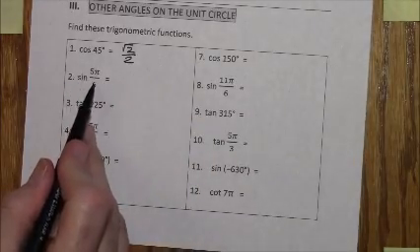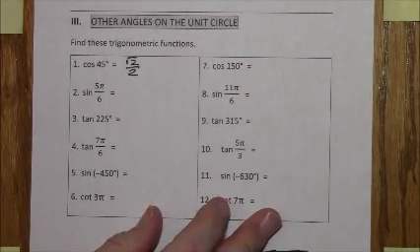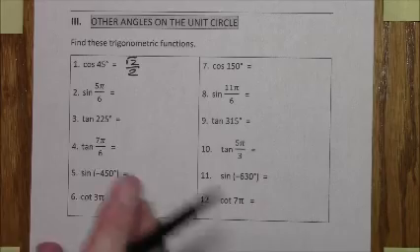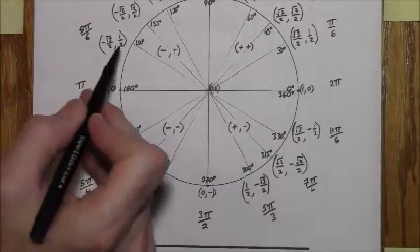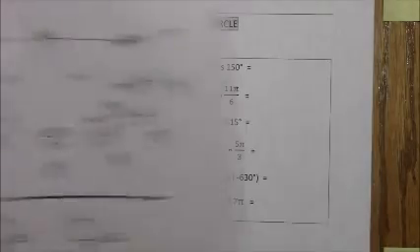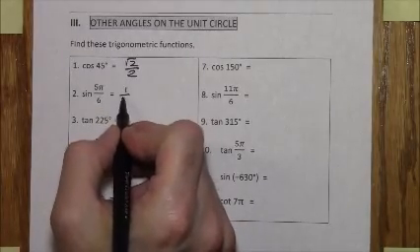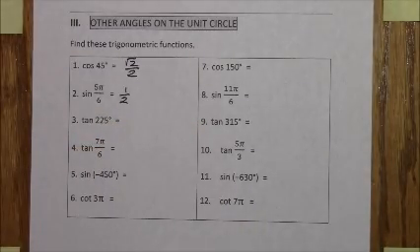For the sine of 5 pi over 6, simply find where 5 pi over 6 is on the unit circle and look for the y value. Here is 5 pi over 6 and the y value is 1/2. So we'll use 1/2. That's the sine of that angle or that point on the unit circle.